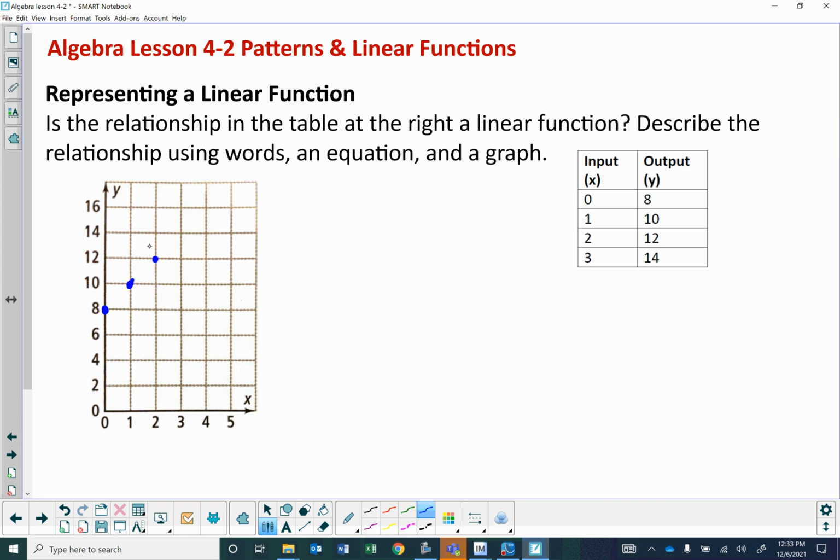And last but not least, 3, 14. So on my x-axis, I'll go over 3. My y-axis, I'll go up to 14. That definitely looks linear to me. It looks like it's going in a straight line. So is it a linear function? I believe it's a linear function, because it looks like I could connect those dots.